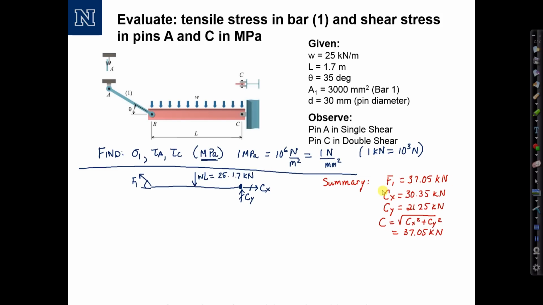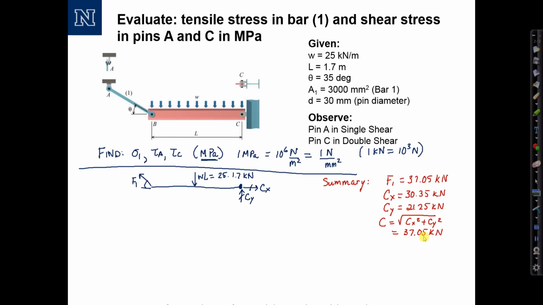I also will give, without proof, the reactions C sub x and C sub y, which we know how to solve. And we can find the resultant by taking the square root of the sum of squares of the components. And interestingly, and perhaps you could have guessed this, it is also equal to 37.05 kilonewtons. If you'd like to, pause the video and try that on your own. That would be a good exercise.